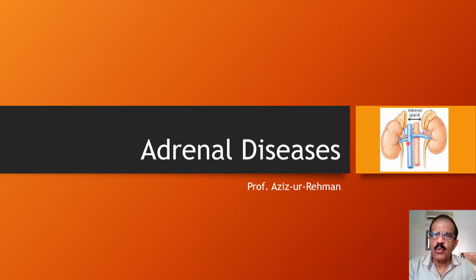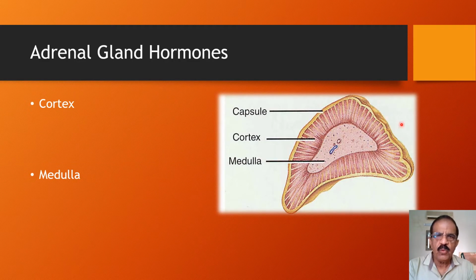We have two small adrenal glands sitting on the top of kidneys, and these are very essential organs. Though structurally they are two different organs, they function as one. If you see the structure, it has a capsule. Then we have the adrenal cortex, which produces several hormones, and inside we have the adrenal medulla, which also produces hormones.